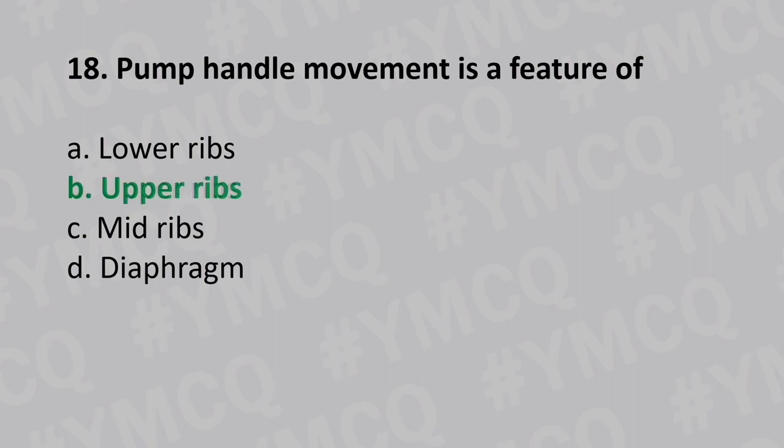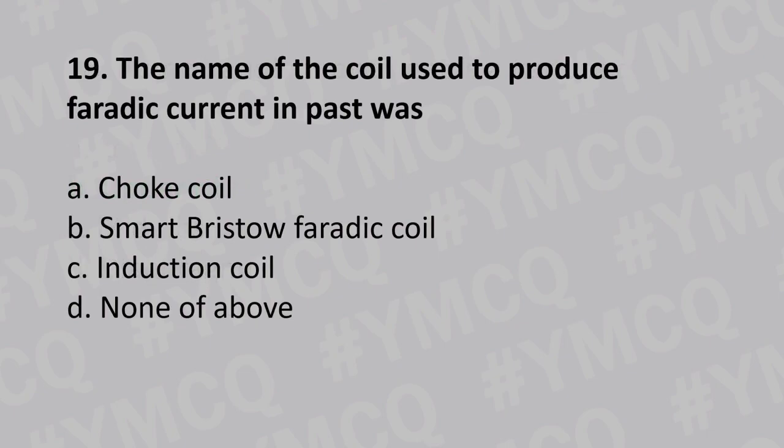Moving to our 19th question. The name of the coil used to produce Faraday current in the past was option A, Koch coil, option B, Smart Stokes Faraday coil, option C, induction coil, option D, none of the above. And the answer is option B, Smart Bristow's Faraday coil. Moving to our 20th question.